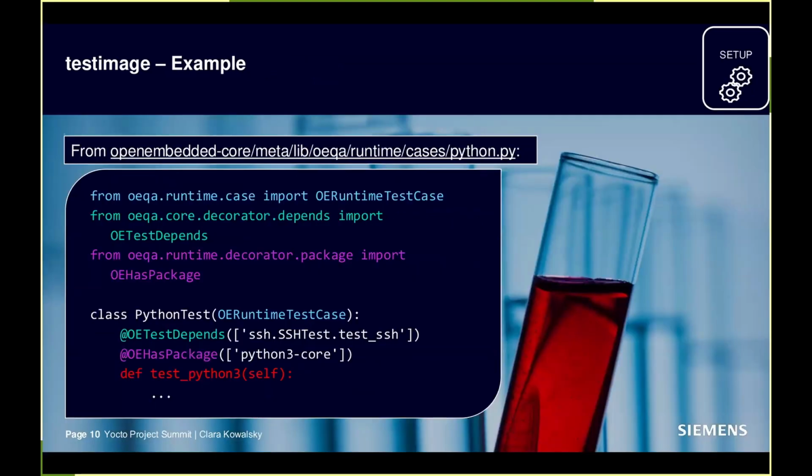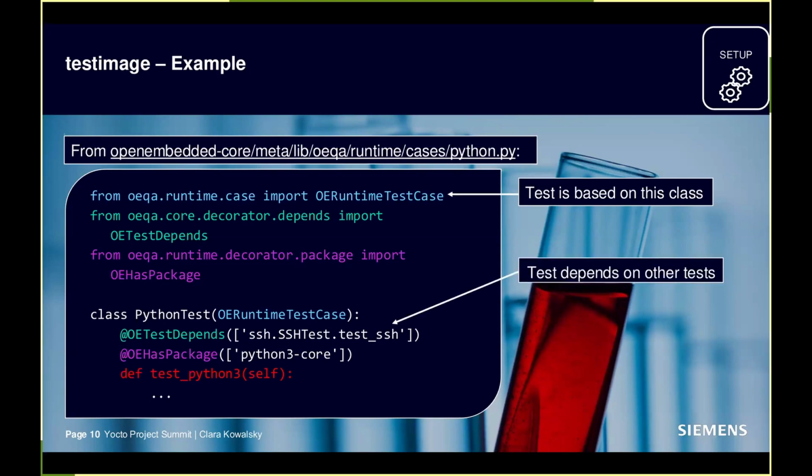Let's have a look at an example. Here I copied the most relevant parts of the Python test image test from the OE core project. First, we need to import the OE runtime test case class as our test is based on that class. We can use the OE test depends to name dependencies to other test image tests. Here, for example, we want to make sure to run the SSH test successfully first before running this Python test.